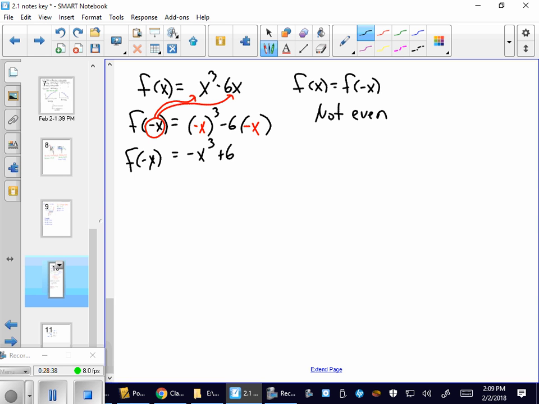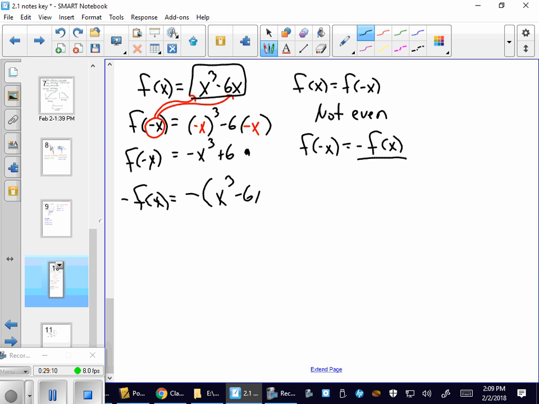The good thing is, an odd test starts with what we just found. It's f of negative x has to equal the negative of f of x. So I'm going to see if this guy right here is the same as negative f of x. Well, the negative f of x really is just taking the entire function that we started with and making it negative. This is the entire function, so I'm going to make the whole thing negative. So negative f of x is the negative of all of this.